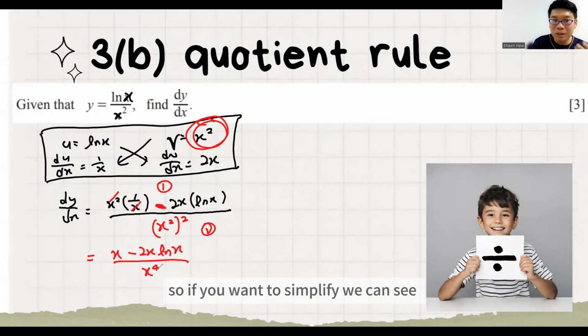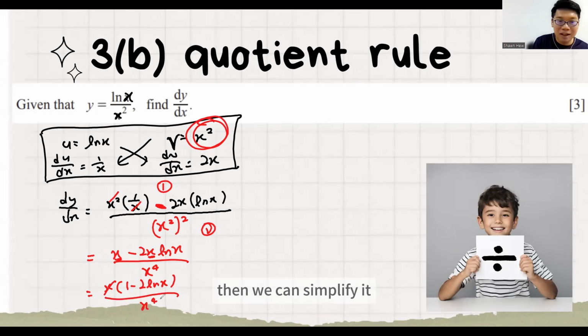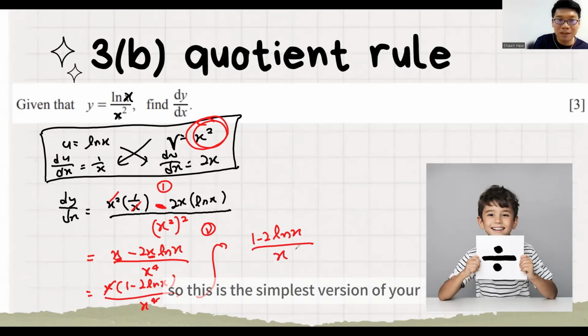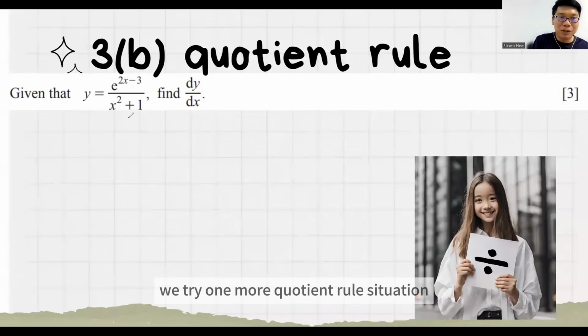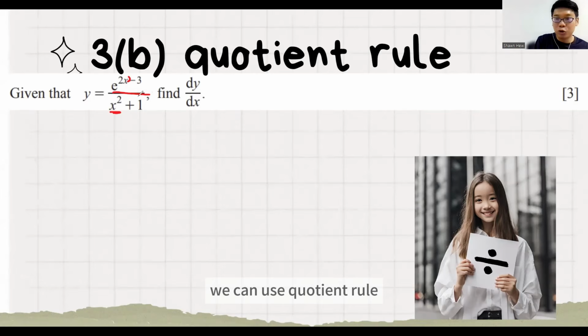If you want to simplify, we can see up here we can factorize out the x. Then we can simplify it. So this is the simplest version of your dy/dx. You can get 3 marks now. We try one more quotient rule situation. Again, you see some x divided by some x. We can use the quotient rule.